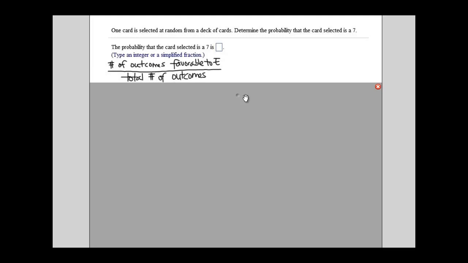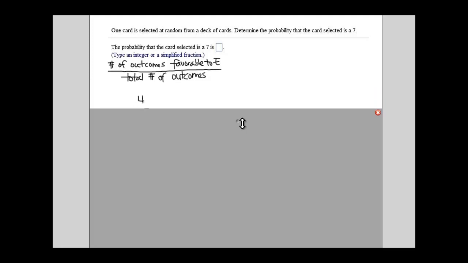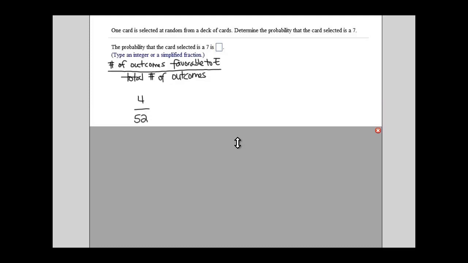So the first thing we want to look at in determining probability is the number of outcomes that are favorable to E, or the event, divided by the total number of outcomes. It would be considered a success, or favorable to E, if we drew a 7. How many 7s are in a deck of cards? We know that there are 4 in a complete deck. So there would be 4 outcomes favorable to E over the total number of outcomes, which is 52 possible cards in the deck.